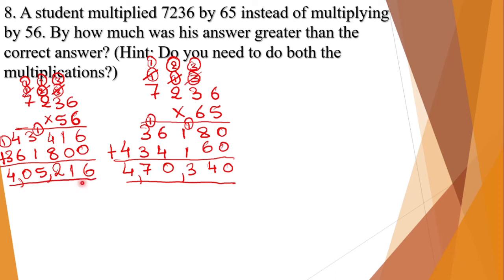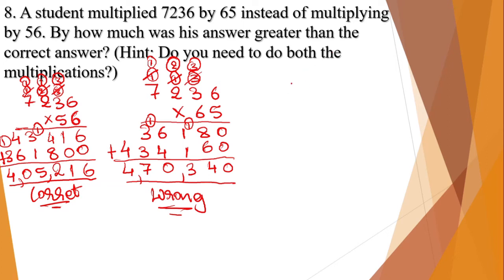So we will get our answer as 4,05,216. So this is our correct multiplication. Now this is the wrong multiplication, and this is the correct multiplication. Now we got both the multiplication, the wrong and the correct multiplication, right? Now we should find the difference between these two.